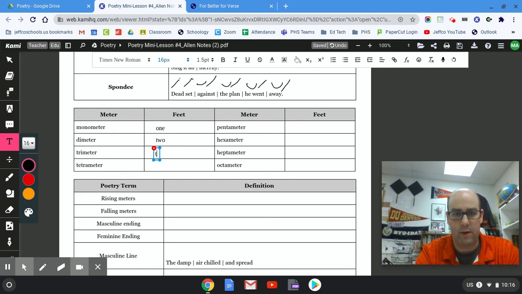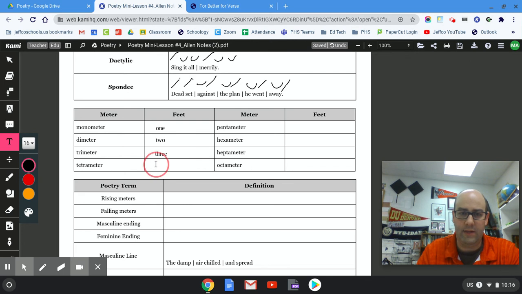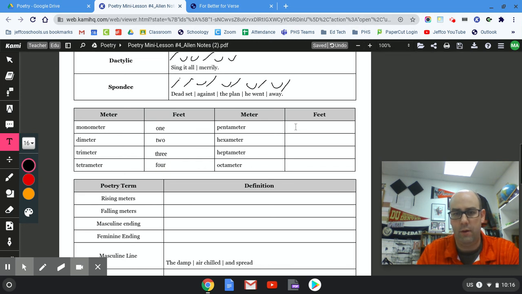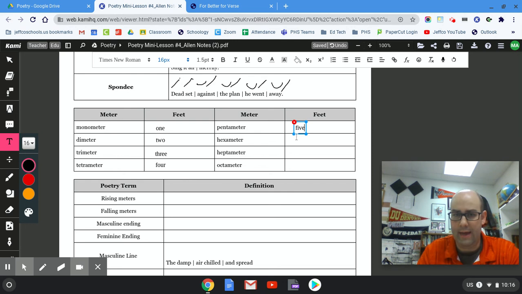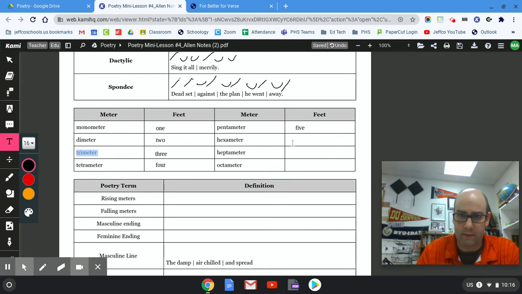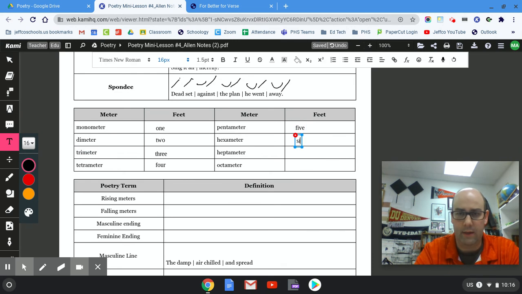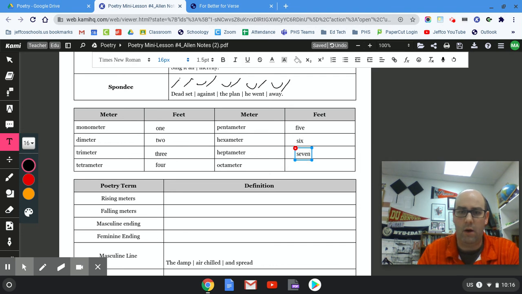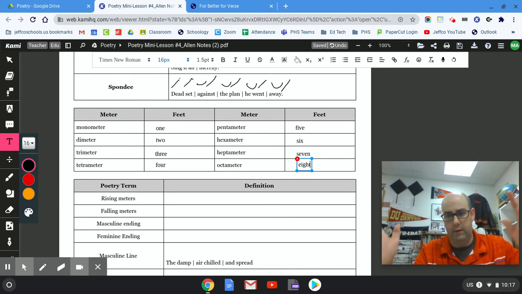How many feet are in a tri? There's 3. And then we have tetrameter, which is 4. And pentameter, which is 5. And hexameter, which is 6. I think you're getting it, right? Heptameter is 7. And octameter is 8. And you could keep going, right? But you're probably going to be sticking with trimeter, tetrameter, and pentameter, maybe some hexameter.